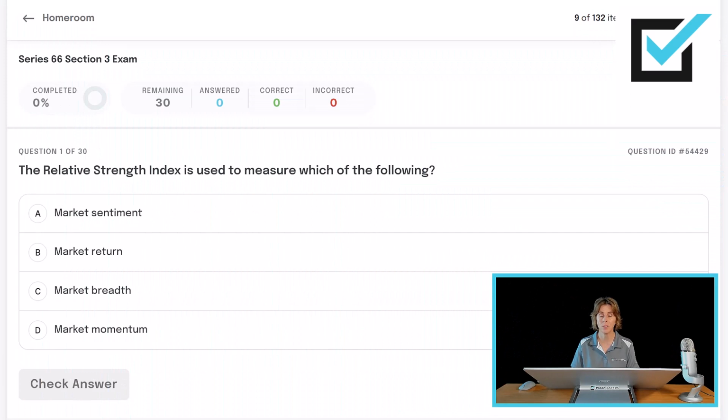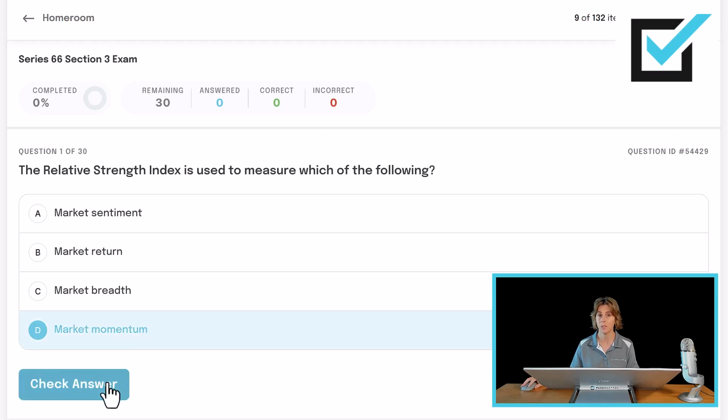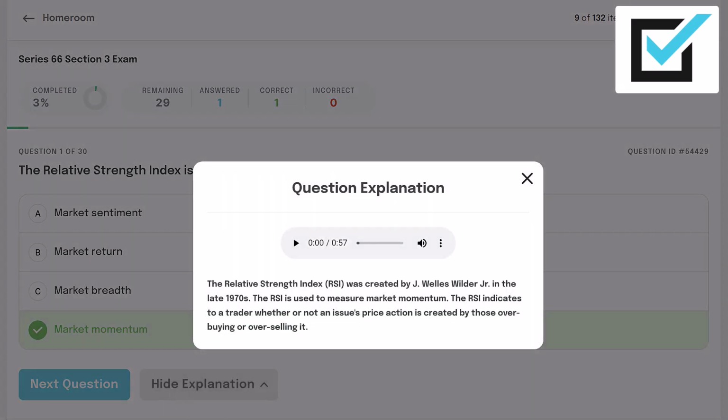The relative strength index is used to measure which of the following: market sentiment, market return, market breadth, or market momentum? You choose what you believe is the correct answer. I believe it's market momentum. Click check answer. You know you got it right because you get that green check mark. You can click show explanation and read the answer.